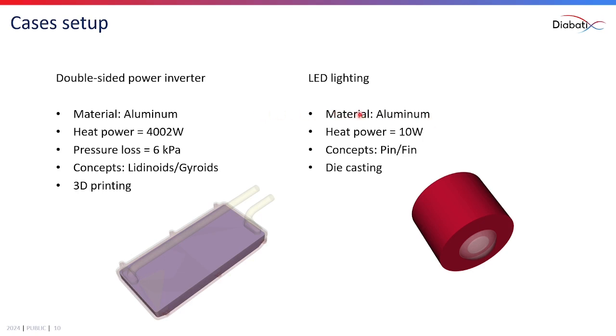But both use aluminum, so it's quite cheap material with a very good conductivity. The forced convection case, the liquid cooled application, has of course more heat compared to the LED application. In the liquid cooled application, we will consider 3D printable concepts like linoids and gyroids, while for the natural convection case, we'll consider for mass manufacturing using die casting, where we consider pins and fins as the concepts to optimize.